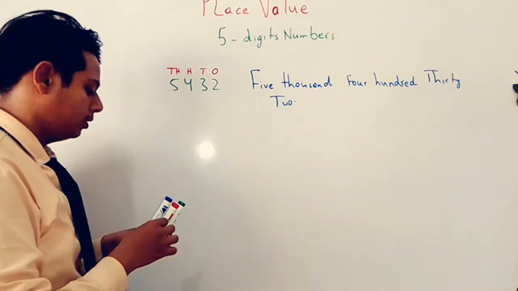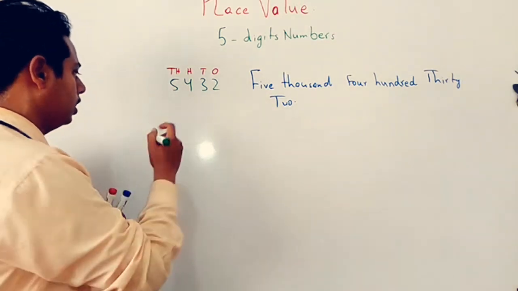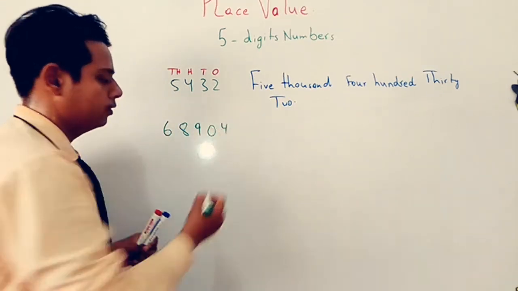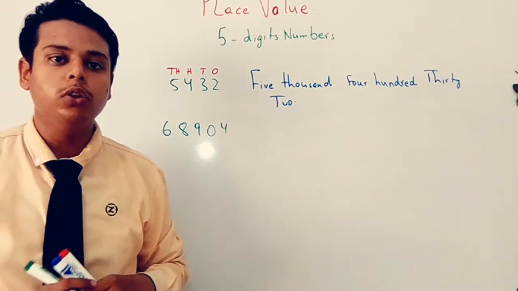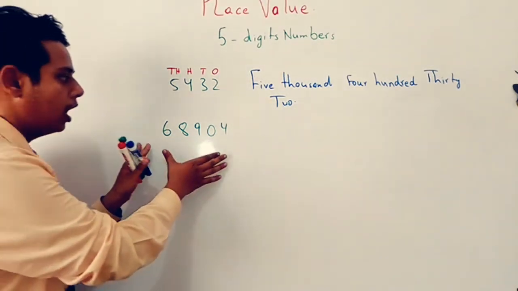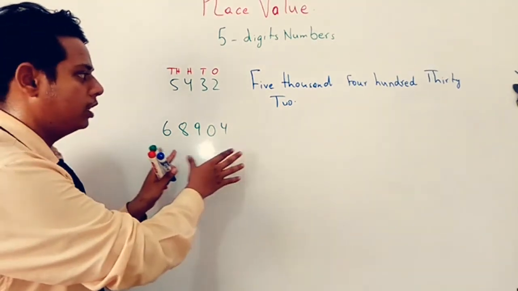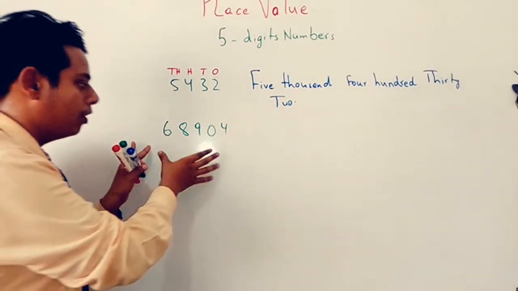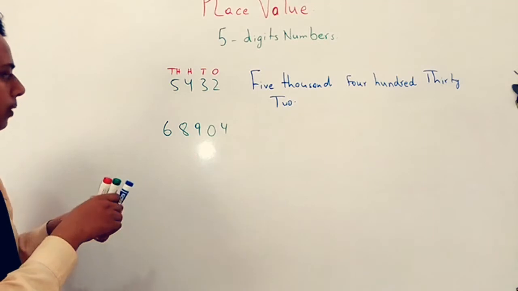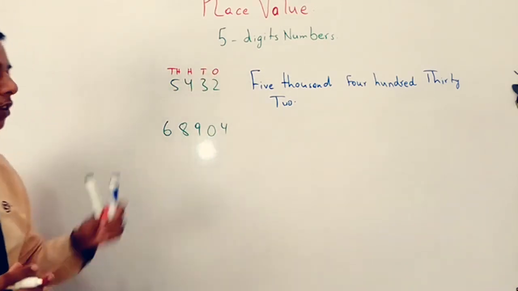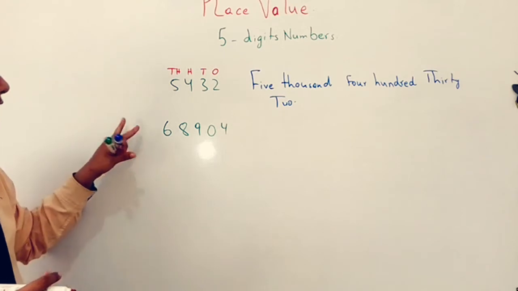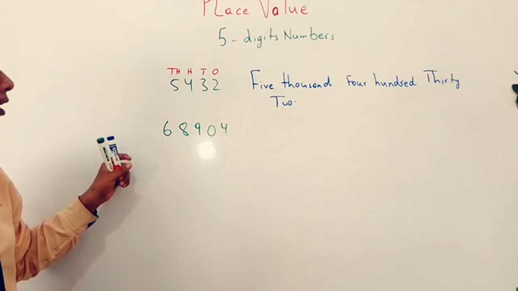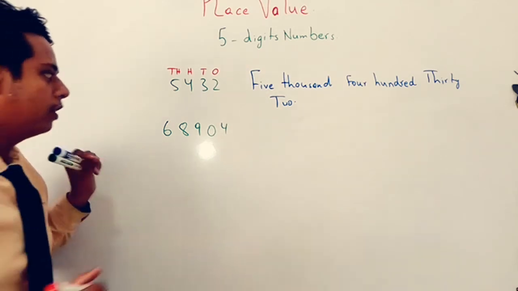In 5-digit numbers, let's suppose a number is 68904. As I always told you, whenever we want to change a number into words form, or find the name of the number, first of all you need to place the place values, just like we did in the previous one. जैसे हमने previous one के अंदर सबसे पहले place values को place किया था, उसी तरीके से अब भी सबसे पहले place values को place करेंगे.